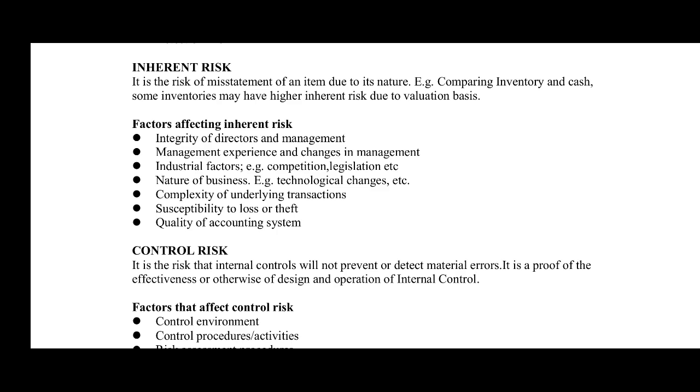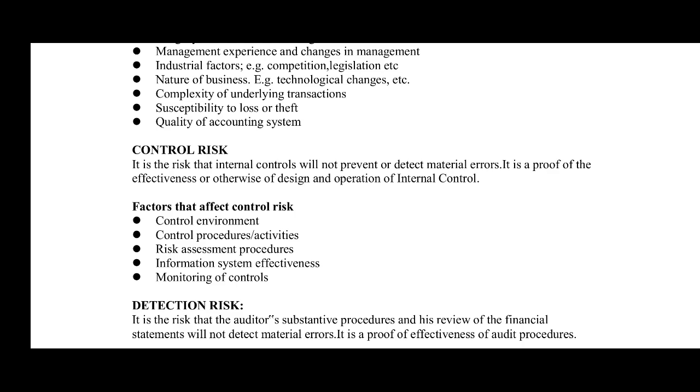So that is it. Now, when it comes to control risk, this is the risk that your internal controls will not prevent or detect any material errors in the system. So this is a proof of the effectiveness or otherwise of the design and operation of your internal controls. Okay, so if the client controls that are set, or their internal accounting systems, cannot detect and prevent fraud and error, then we say you have a control risk, or the controls are not so strong.